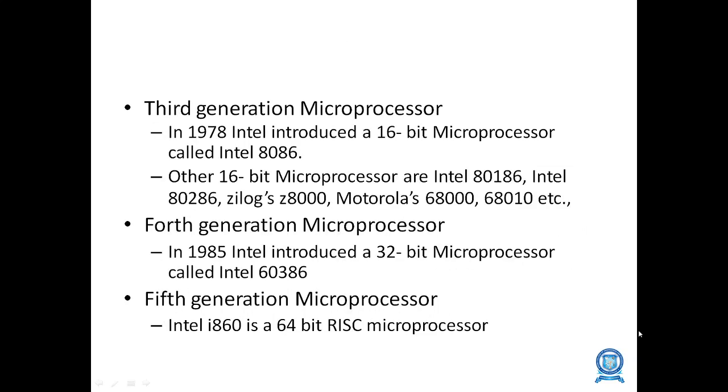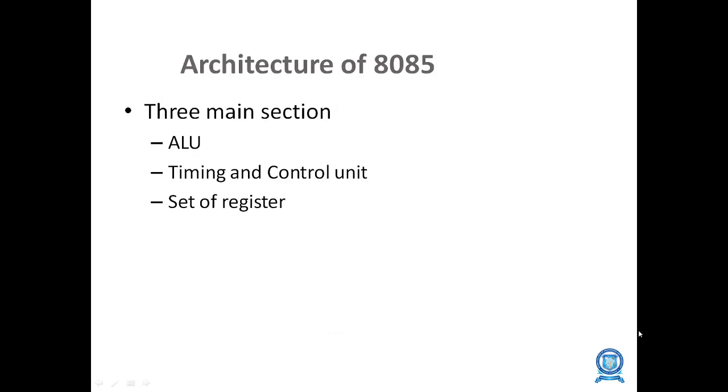The third generation microprocessor is introduced as a 16-bit microprocessor called 8086. Other 16-bit microprocessors are Intel 80186, Intel 80286, Zilog's Z8000, Motorola's 68000, 68010, etc. The fourth generation microprocessor is a 32-bit microprocessor introduced in 1985 called Intel 80386, and the fifth generation i860 is a 64-bit RISC microprocessor.